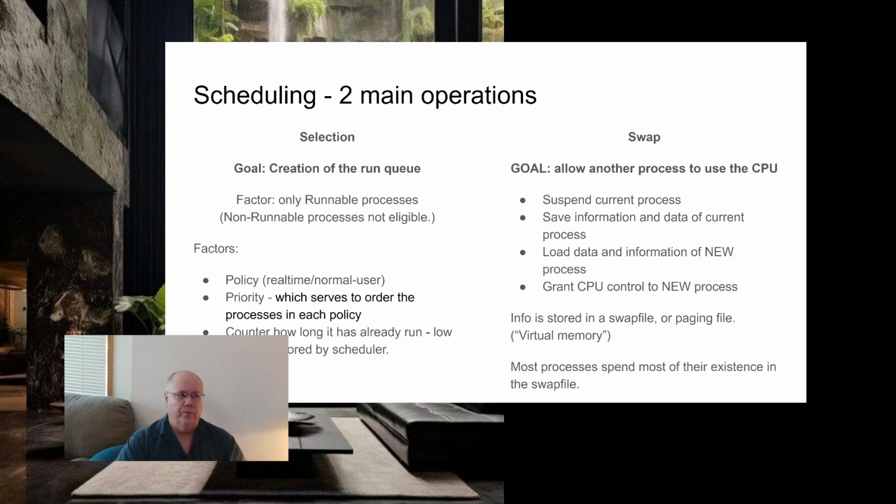When the scheduler swaps out a process, you have a swap file, virtual memory, or a paging file, which is an area typically on disk. Sometimes it's in memory to make it faster. And that's where these processes go. That's where they're saved. When I say that the data is saved out, it is actually paged out to virtual memory. An interesting trivia fact about this is that most processes spend most of their existence in the swap file rather than running actively.